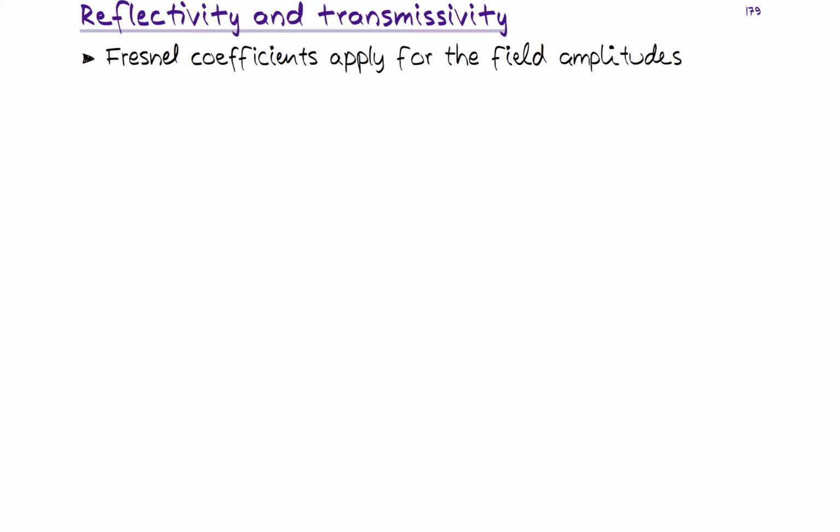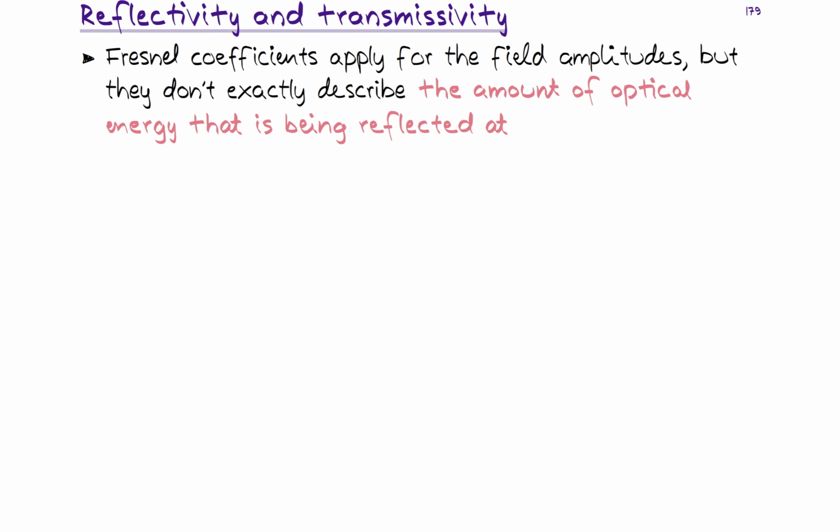As I already mentioned, Fresnel coefficients, as we so nicely learned in the previous lecture, apply for the field amplitudes. Please recall the defining equations where we were operating on EI, ER, and ET. Those are the field amplitude quantities. The trouble is that they don't explicitly describe how much optical energy is actually being reflected or transmitted through the interface. Of course, they do give us the amplitudes, and we could calculate from the amplitudes the irradiance of reflected light, but it's not explicitly visible in this framework of using just Fresnel coefficients, which operate on amplitudes.